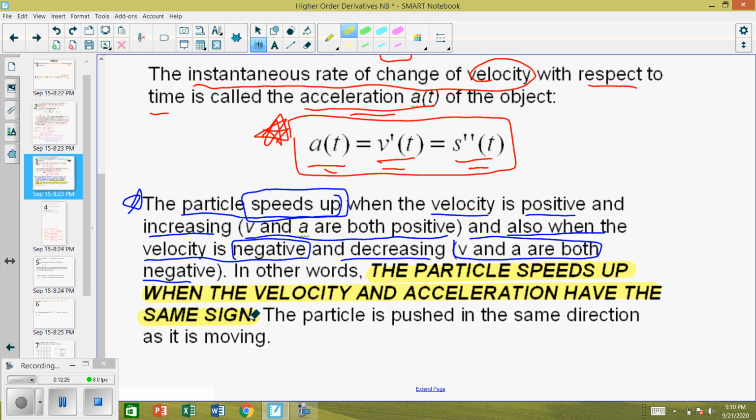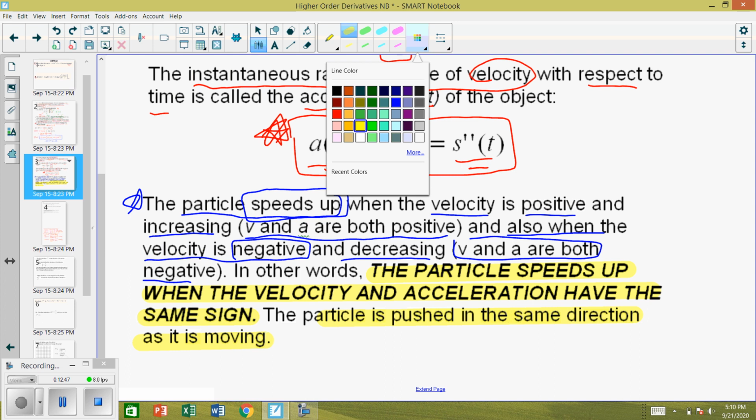Okay, so when the signs are the same, we're working together. Think of it as the particle being pushed in the same direction as it's moving. Now, if they're opposite signs, so positive versus negative, think about those like opposing forces. The object would be slowing down then. So let me write this out for you real fast. Let me make sure we're good on this.